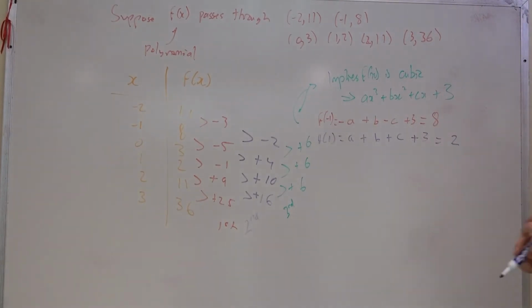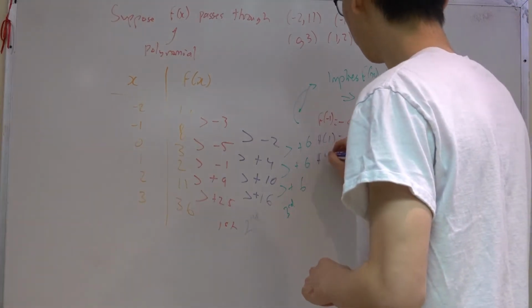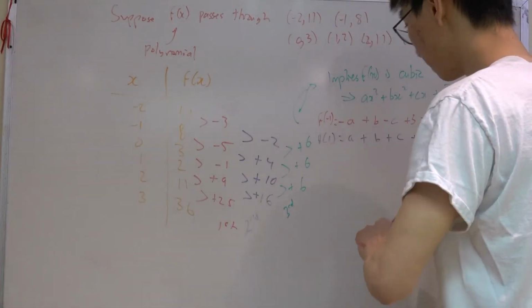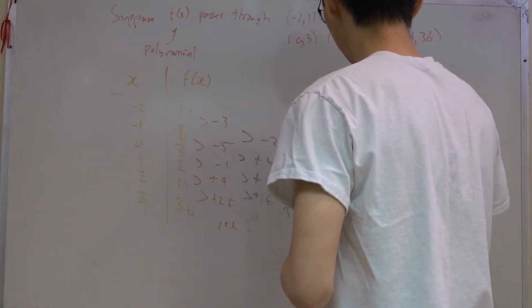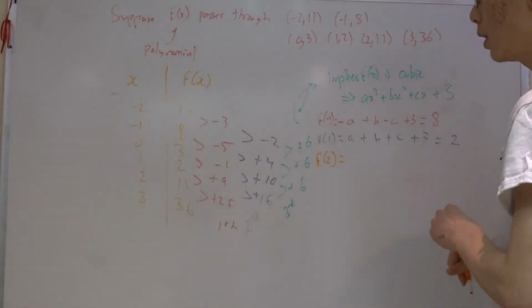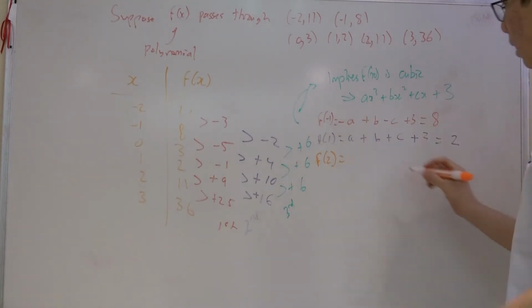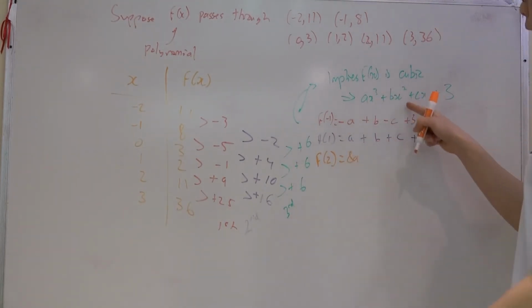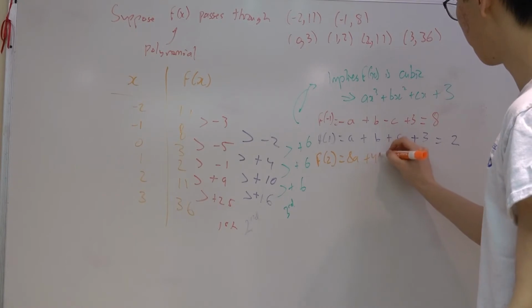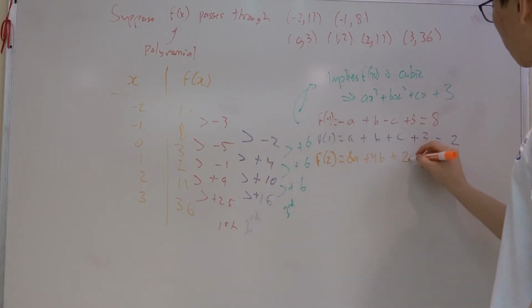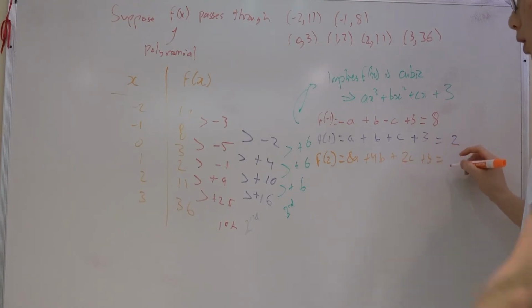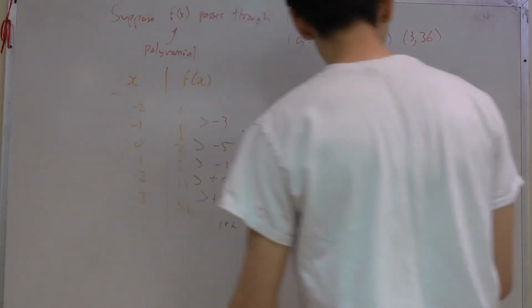Okay? Then if we try f of 2, let me do it in another color. F of 2, what do we get? We get, okay, that's an 8, so 8a, that's 4b, and if I plug in a 2, that gives me 2c plus 3 equals what? 11. Okay? I can do some quick rearranging here just to get rid of the constant terms.